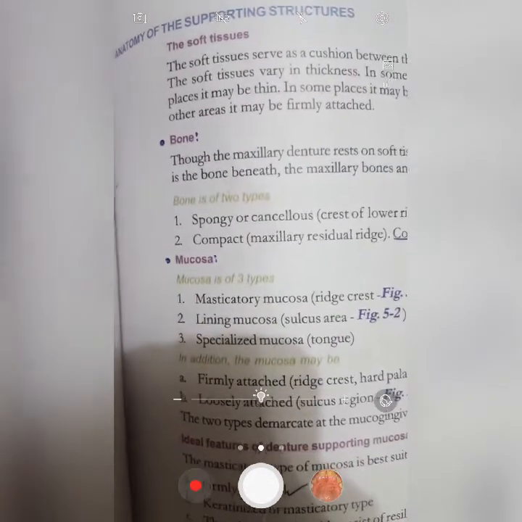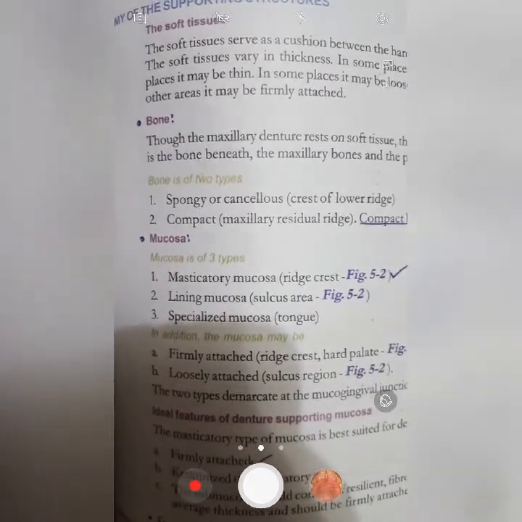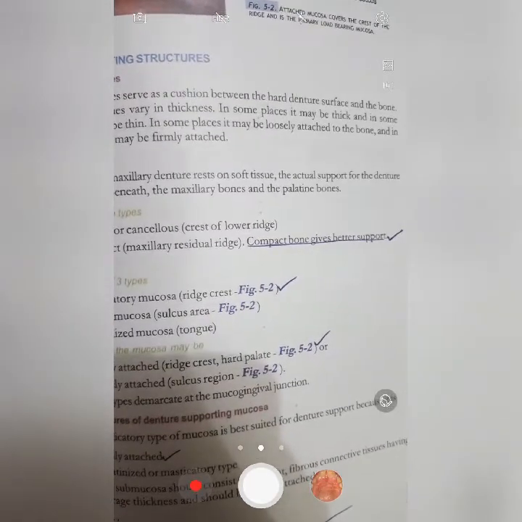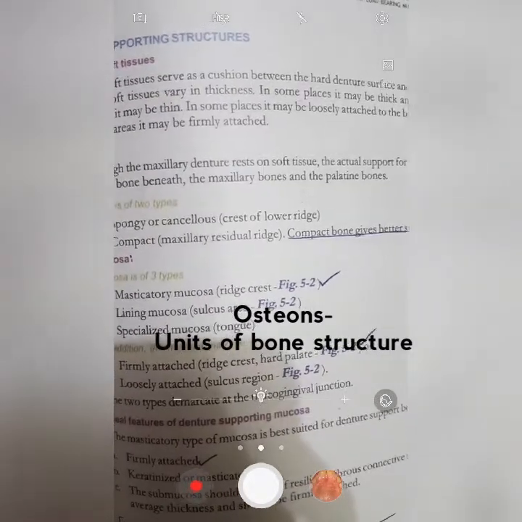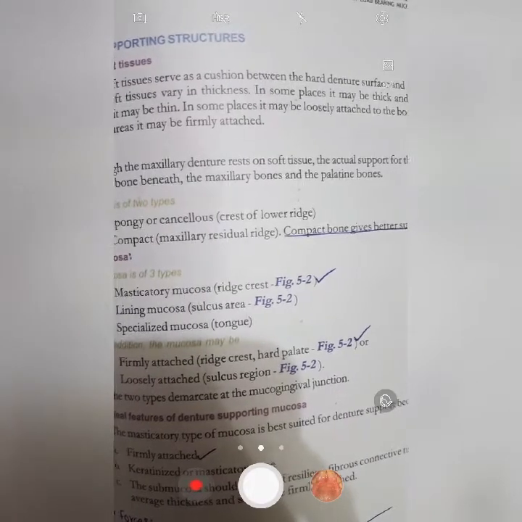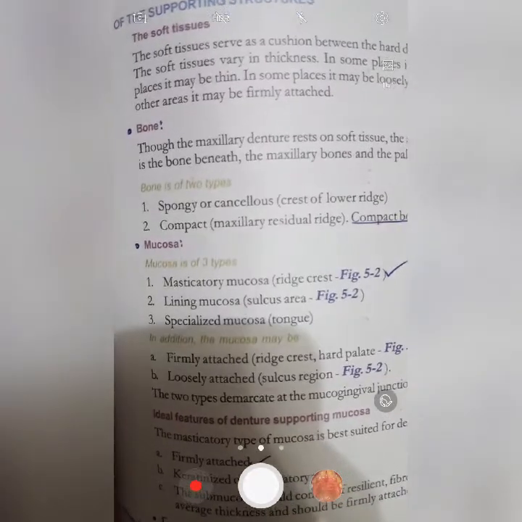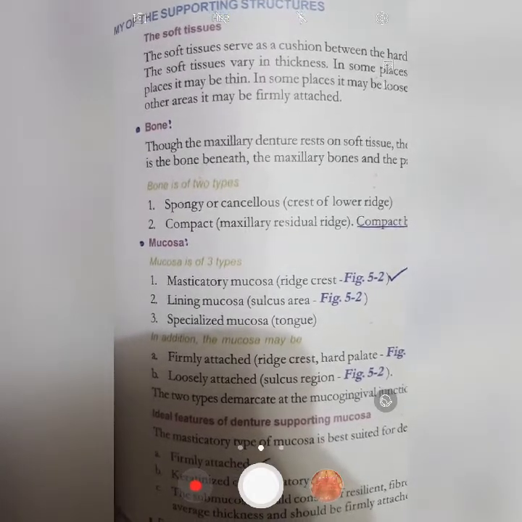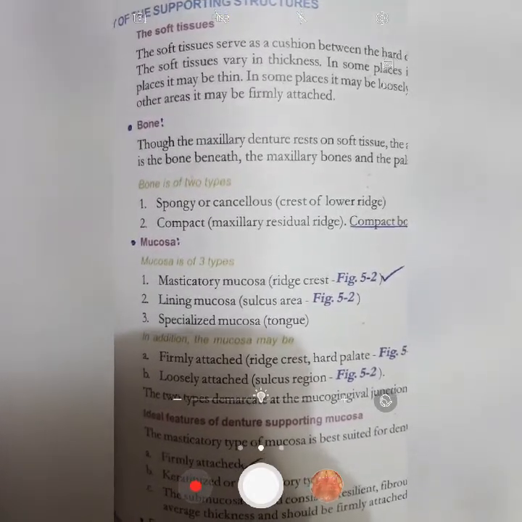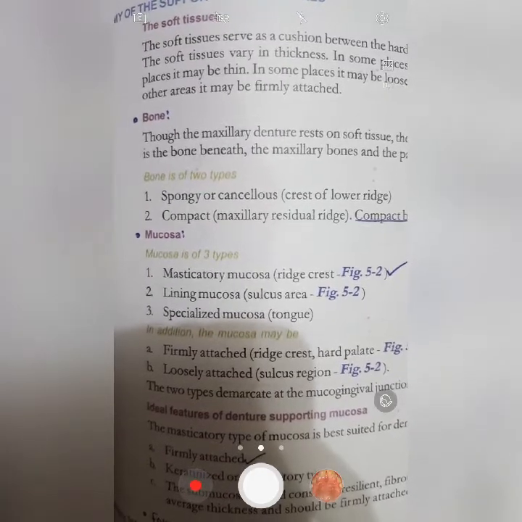For bone, we may have spongy or cancellous bone or compact bone. Compact bone is a pretty strong bone because it gives better support, because it has its osteons arranged in a really compact manner, so it has more resilience. So usually stress bearing areas have compact bone, and the spongy or cancellous bone is usually soft, and it's really not so good for bearing stresses. These are the 2 types of bones which could be on those areas.